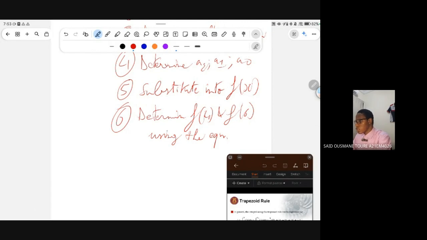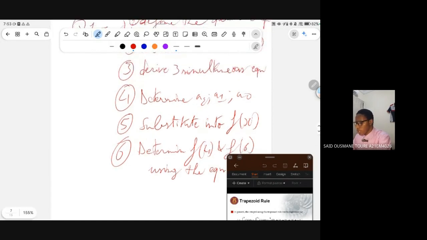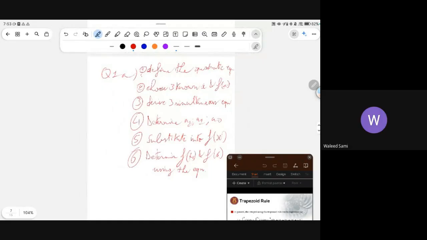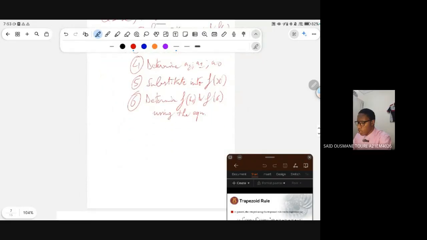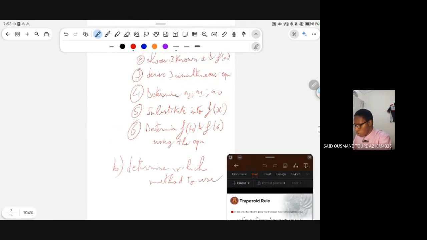Is it clear to everybody? That's all we did. Yes, it's clear. Now for B, what you first need to do is determine which method to use. We decided on trapezoidal, the trapezoid rule.